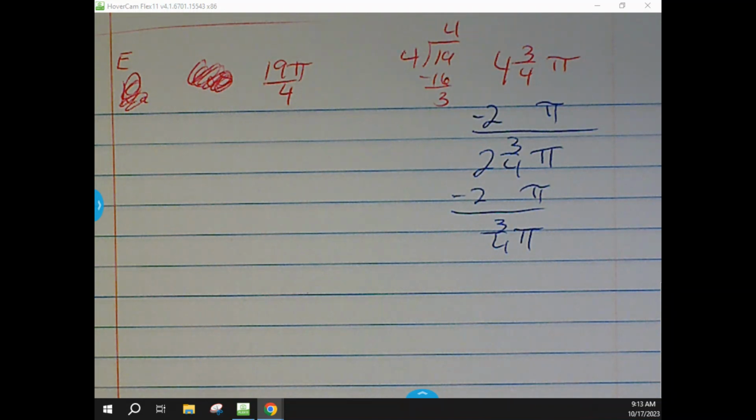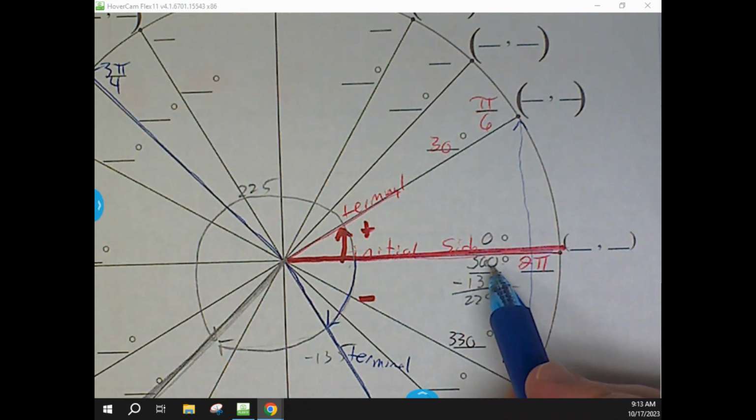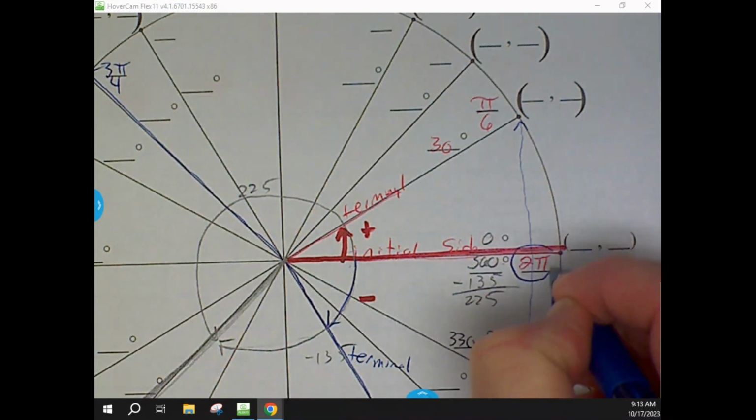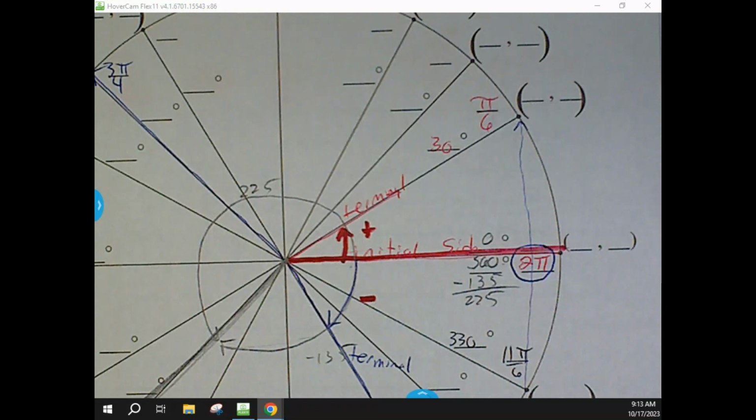So if we're going to add or subtract 360 and they give it to you in radians, you're going to add or subtract 2 pi to the number. So that's one way you can do it. Now, here's the other thing you can do.